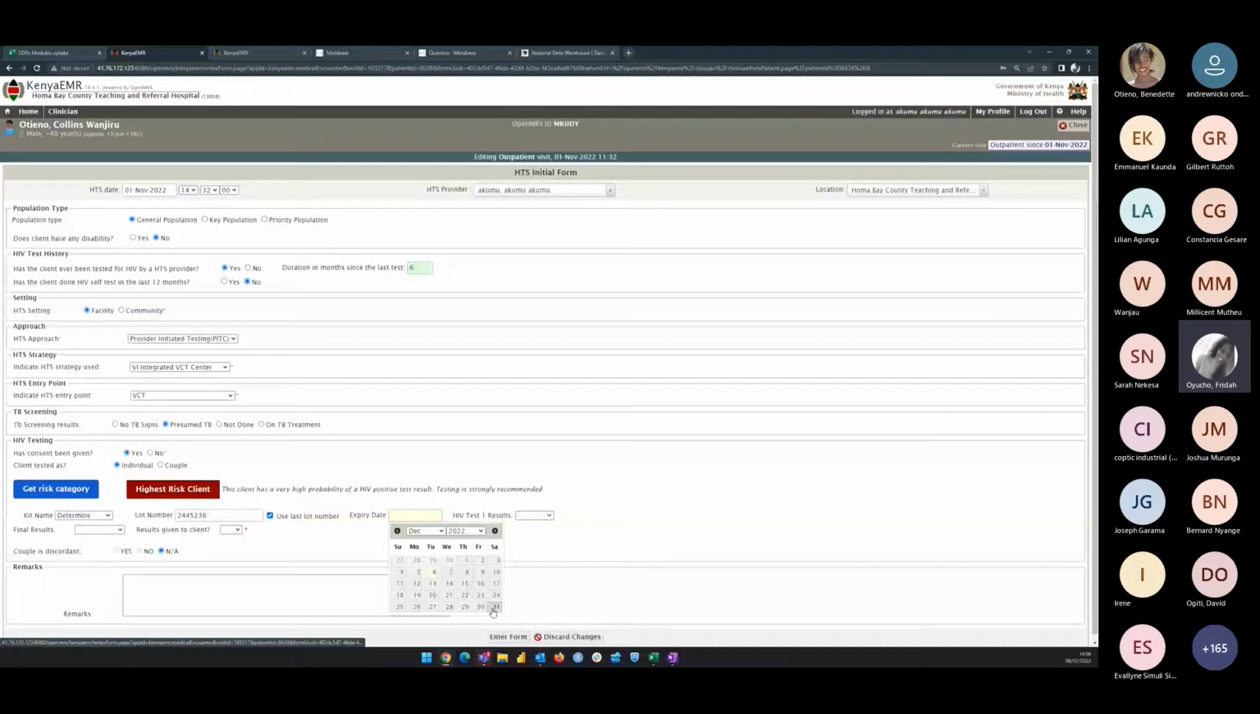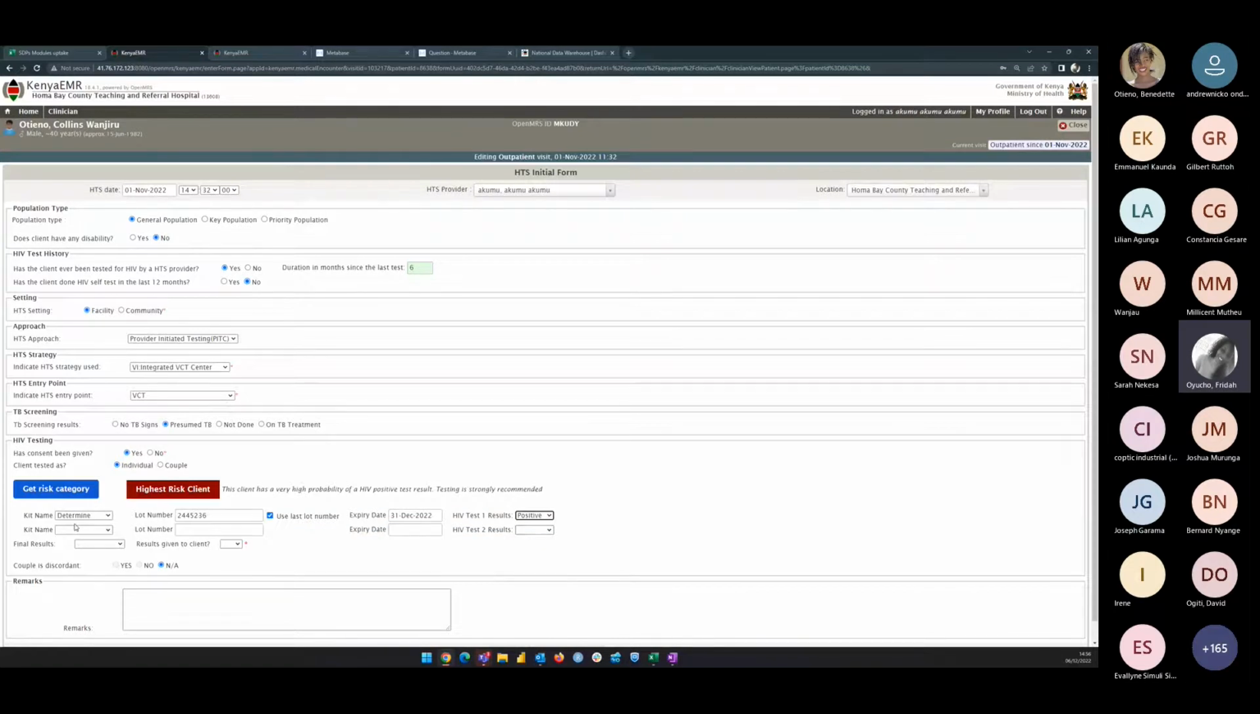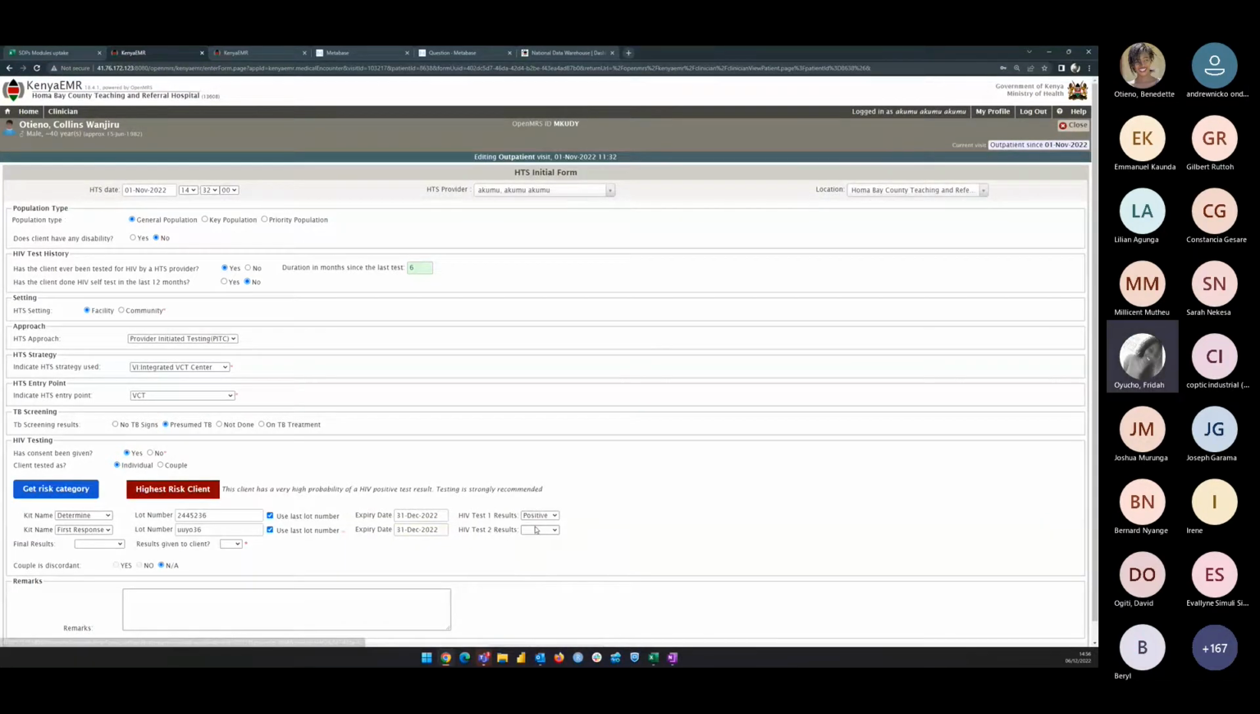Okay. Put the expiry date, assuming that from the test the client turns positive, and then you do another test with first response. And test is also positive. Then the final result is positive, and the result has been given to the client.